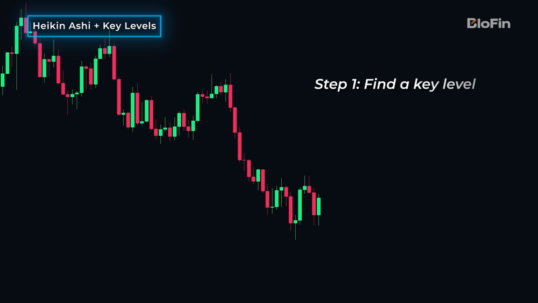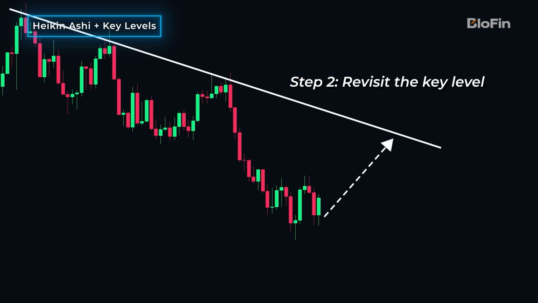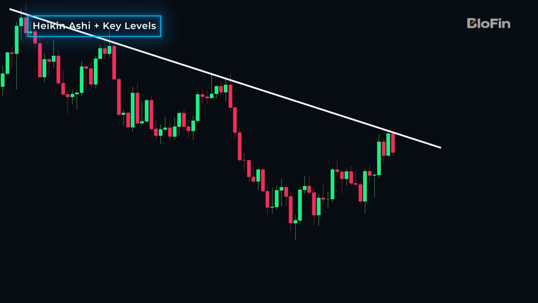Let's see another example. So again, the first step is finding a key level. And right here, price formed a lower high structure while rejecting this level multiple times, so we can draw a downwards trend line. Once the key level is confirmed, we move to step 2, wait for price to approach that key level again. Like this. Now, notice that price has rejected this trend line multiple times in the past, so there's a good chance it might reject it again, which means we can potentially look for a sell trade to take advantage of this possible downwards move.